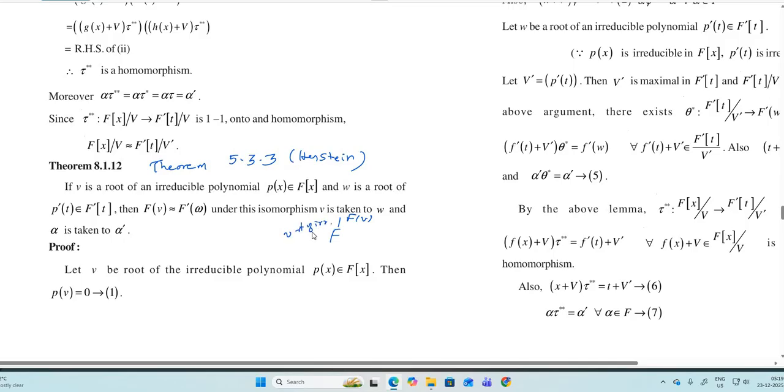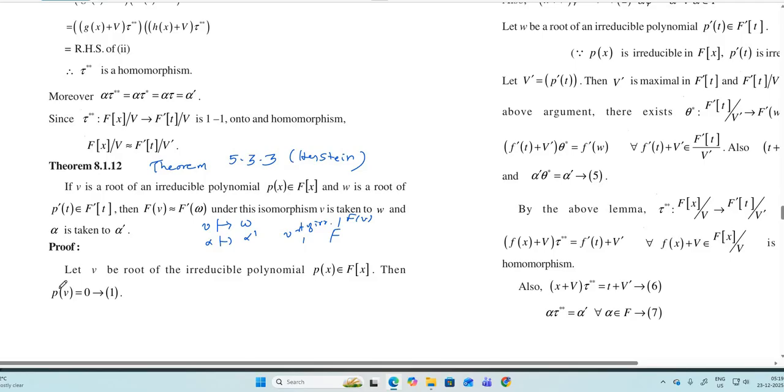an irreducible polynomial. But we know that irreducible polynomials are minimal polynomials also. So if that is the case, then your v becomes algebraic. If we know the degree of that polynomial, it is also written as algebraic of degree n or something like that. So this is what we have to establish. Under this isomorphism, we are asked to show that this v is taken to w and alpha is taken to alpha prime.